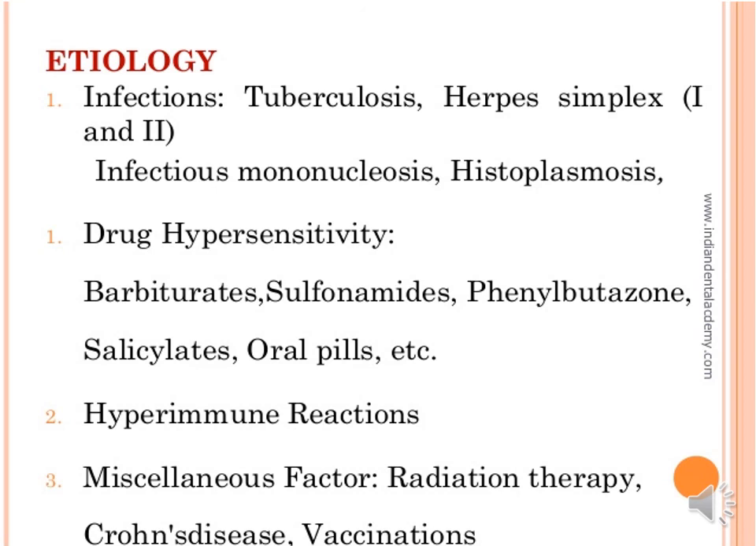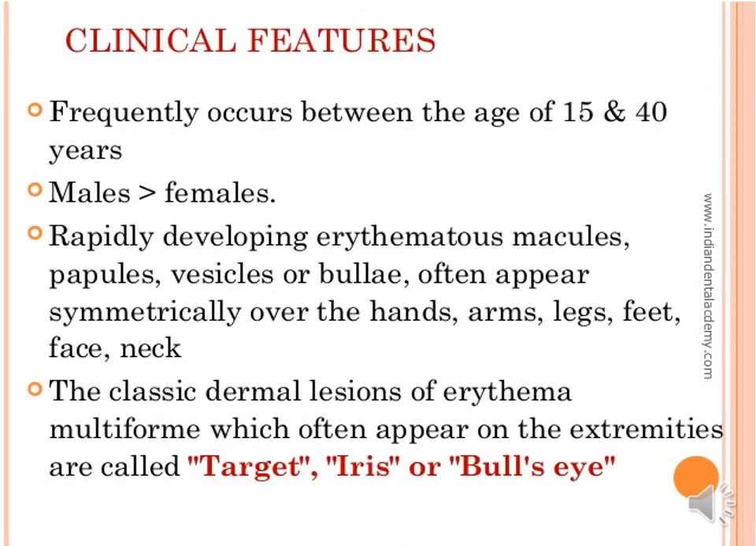Etiology of erythema multiforme: first, infection, such as tuberculosis, herpes simplex 1 and 2, infectious mononucleosis, histoplasmosis. Other etiological factors: drug hypersensitivity, barbiturates, sulfonamide, phenylbutazone, salicylate, oral contraceptive pills, etc. Hyperimmune reaction and miscellaneous factors such as radiation therapy, Crohn's disease, and vaccinations can also lead to erythema multiforme.